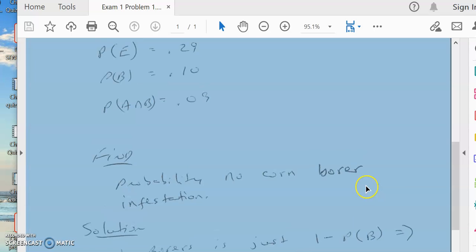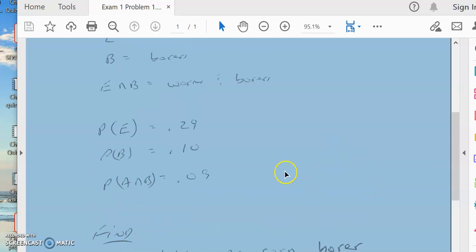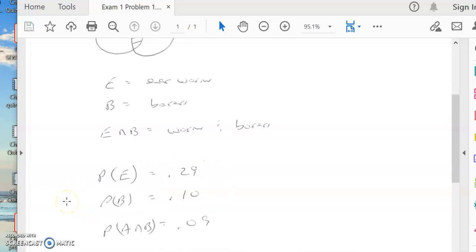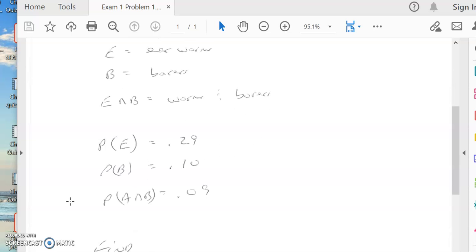I don't know if this threw you for a loop or what. A lot of people got this wrong, and I'm wondering if maybe it's because they had this extra information here. They gave you the probability of E intersect B. Well, we didn't use that information, did we? We did not use that particular piece of information in solving this problem.